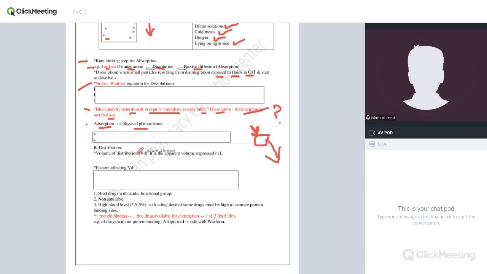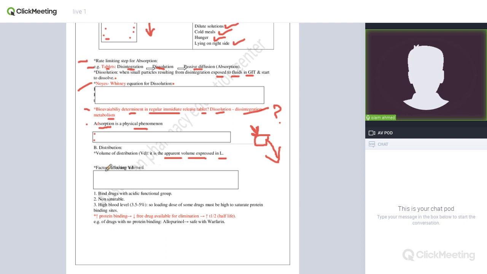Now for the distribution. We have finished the absorption process. Now we will go for the distribution. We have its apparent volume of distribution, expressed in liters. Why is it apparent volume of distribution, not volume of distribution? Because it's an apparent value, an imaginary value, an approximate value.